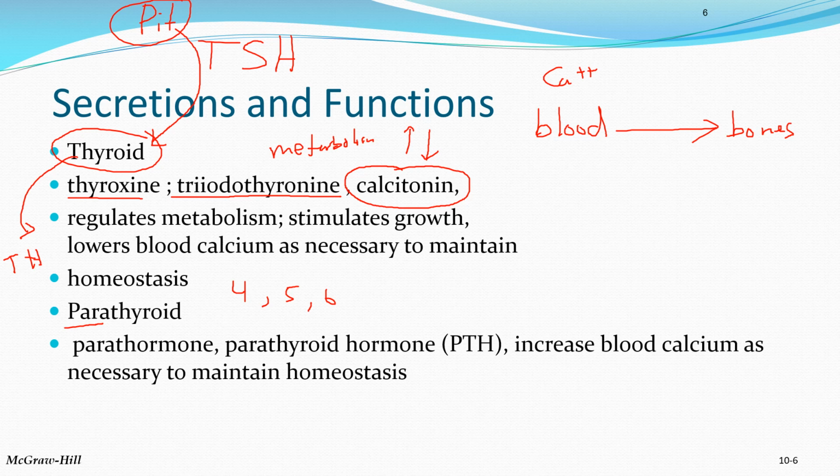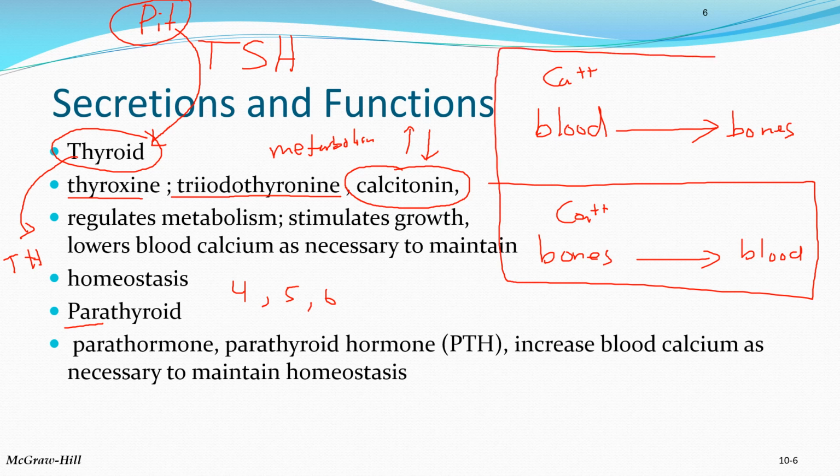So parathyroid hormone does the opposite of calcitonin. It takes calcium from the bones, dissolves the bone, and releases it into the blood. So those 2 hormones, they're going to balance each other out. So calcium is important in your blood. If you don't have enough, muscles can't contract, your blood can't clot.